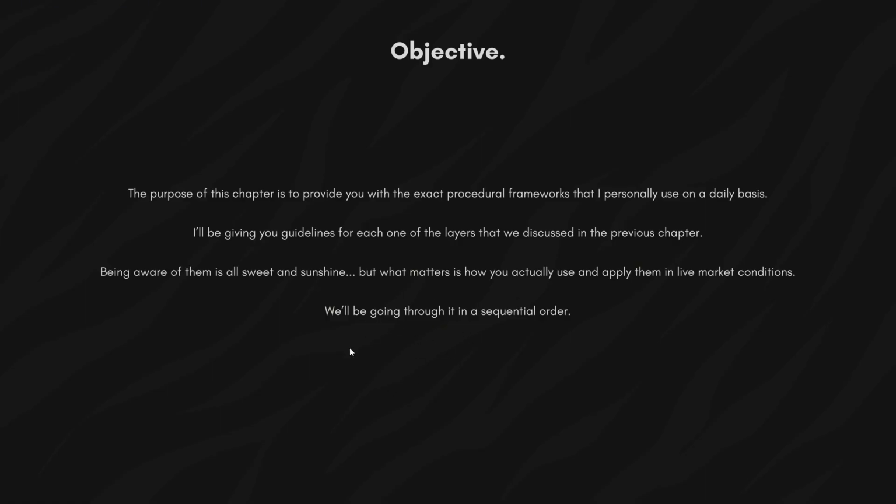And that is why in this chapter, every layer that we went through in the previous chapter, whether it's directional bias, market context, or the execution layer, all of them will now be broken down into actual, real and usable guidelines. Okay, and I'm going to make sure that I operationalize those layers into something that you can actually use every morning to perform your analysis before you trade, and something that you can reflect on after every single trading session so that you can properly journal it.